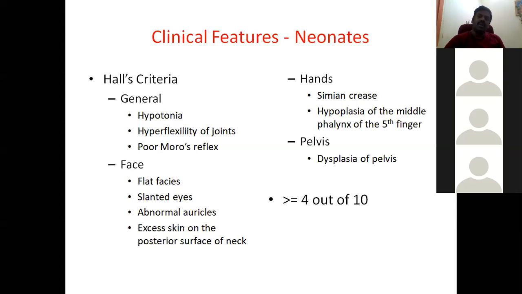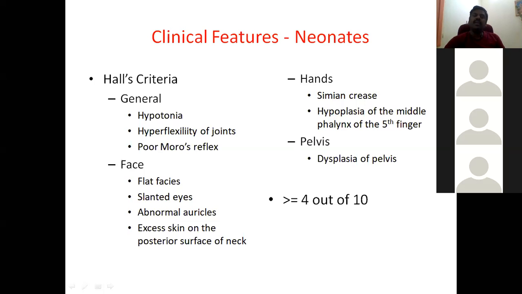Okay, so you categorize them into general, face, hands and pelvis. We categorize only into these four. In general: presence of hypotonia, hyperflexibility of joints, poor Moro reflex. Then the face: flat face, slanted eyes, abnormal ears, and excess skin on the posterior surface of the neck. On the hands: presence of a simian crease and hypoplasia of the middle phalanx of the fifth finger, which we call clinodactyly, and dysplasia of the pelvis. So if any four of these are present, we have to investigate the child for Down syndrome.